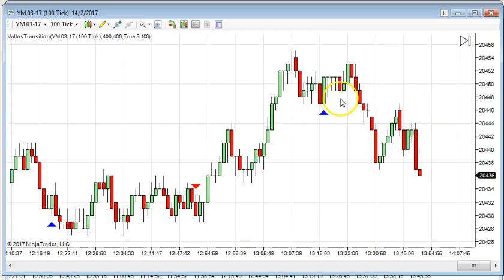That one didn't work. That one's a little bit further up. It's just unfortunate that you got this buy here, then you got a sell here, and then it makes the move. But again, you can see how my system went down at that point.